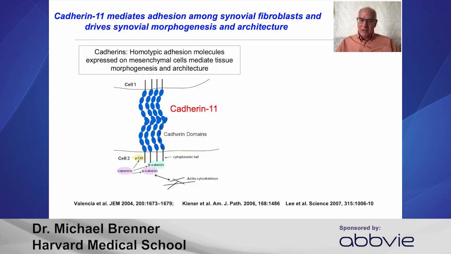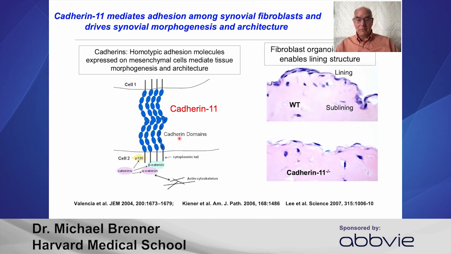Well, the synovium is a mesenchymal tissue, so the fibroblasts actually are the parenchymal cells, the main cells of the synovium. A number of years ago, we learned that Cadherin 11 mediates the morphogenesis of the synovium because it mediates the adhesion of the fibroblasts to one another to form the tissue. These are cell adhesion molecules shown coming from a cell above and a cell below, mediating the adhesion between the cells, in this case, the fibroblasts.